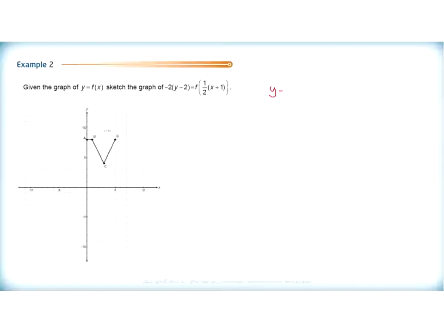In functional form, we have y subtract 2 equals -1/2 f of 1/2 x plus 1. We bring the 2 over, and we get negative 1/2 f of 1/2 x plus 1, plus 2.